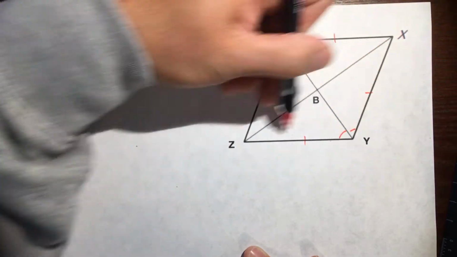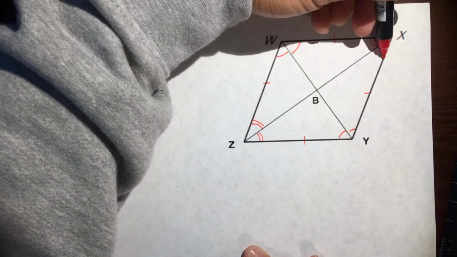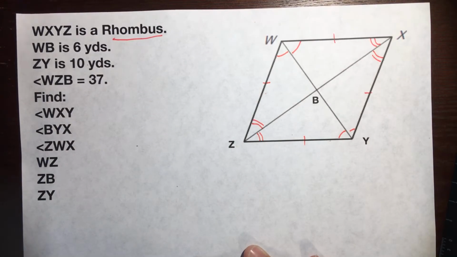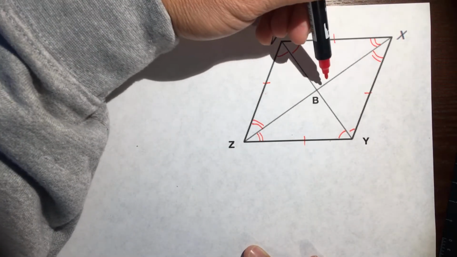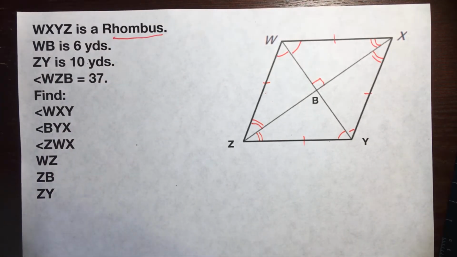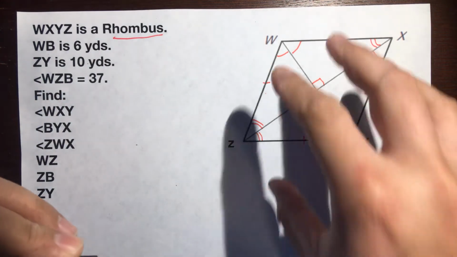Arc and an arc, 2 arcs, 2 arcs, 2 arcs, and 2 arcs. So all 4 of these halves are congruent. Also, remember that the diagonals are perpendicular. So I'm going to put a big 90 right there. Okay, so that sets my brain up to look out for these things.